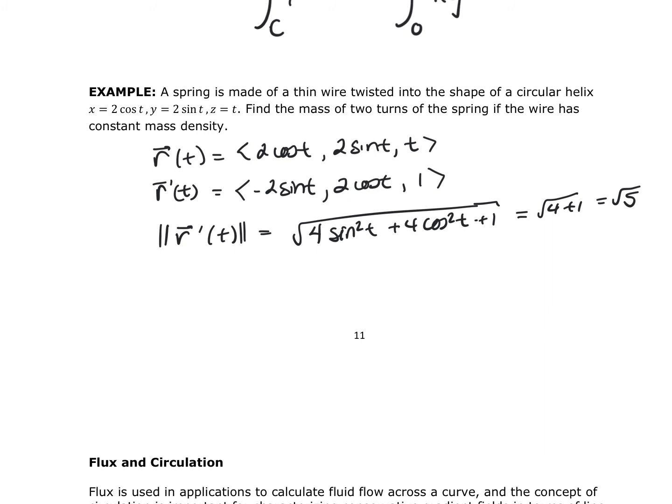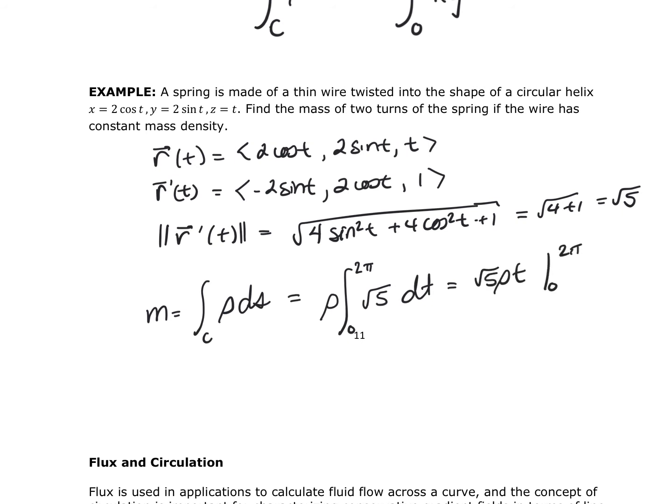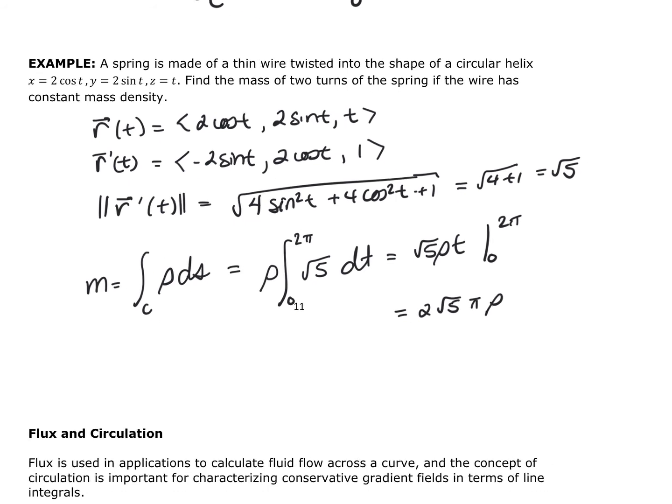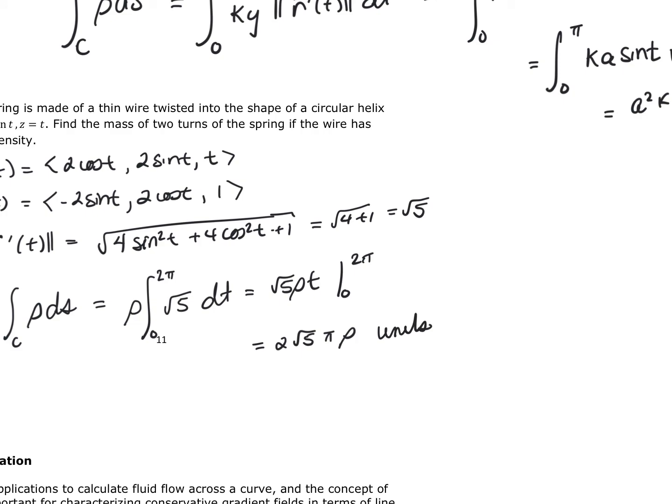Now, our rho is a constant, so our mass is going to be the integration across C of rho ds, which we're going to do 2 turns, so it's going to be 0 to 2 pi of my rho, which is a constant, so I'm just going to pull that out front, and the square root of 5 dt, which, when we get done, is just going to be square root of 5 rho t evaluated from 0 to 2 pi, which gives me a final answer of 2 the square root of 5 pi rho, whatever my units are, my units of mass. And that's pretty much it.